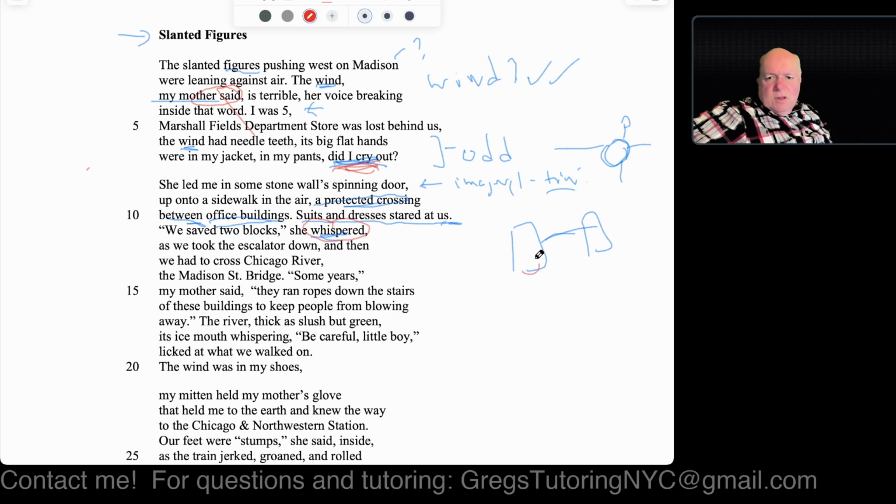So basically, they go through the revolving door, they go up to one, they go across, and they come down an escalator. So they're somewhere, and she tells him, "We saved 2 blocks." And she tells him this calmly, right? She doesn't scream it. And by the way, we have no sense that the mother's even cold at this point. Hey, sweetie, we saved 2 blocks.